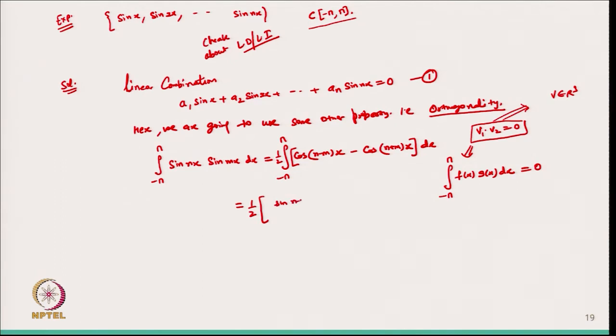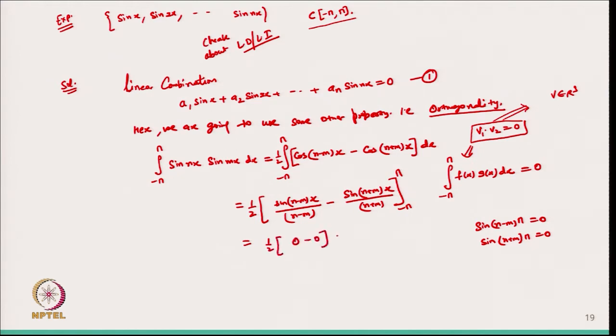So it becomes sin (n minus m)x divided by (n minus m), minus sin (n plus m)x divided by (n plus m), and then substituting the limits. Now n and m are integers here. So in this case sin of (n minus m) times pi will be some integer multiple of pi, so this will be 0, and similarly sin of (n plus m) times pi is also going to be 0, and similarly for minus pi. So if I substitute the limits, I am going to get half times 0 minus 0, so that is 0. So the inner product we have defined like this is going to be 0.